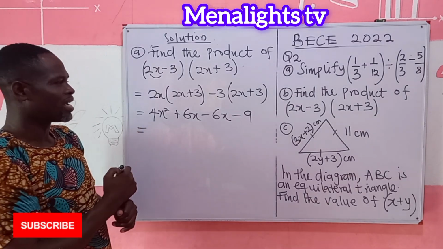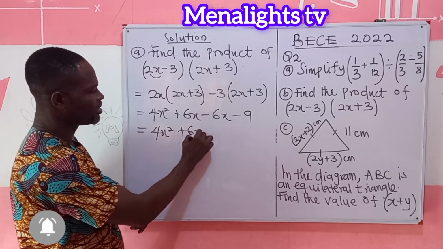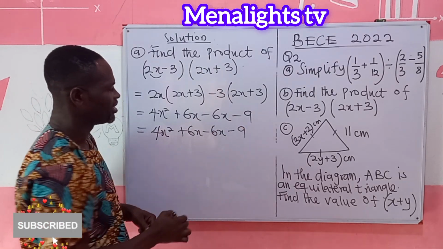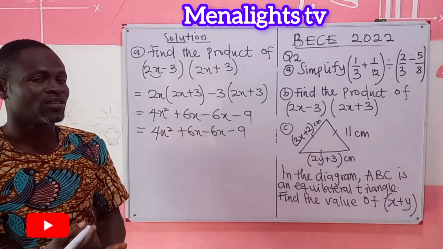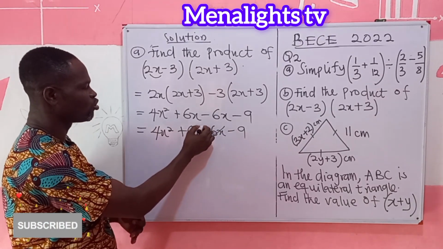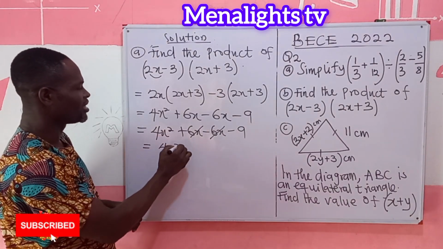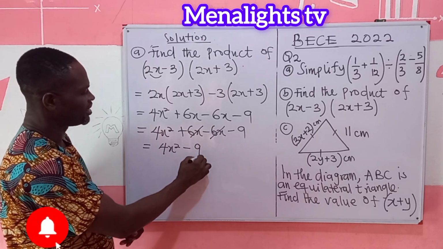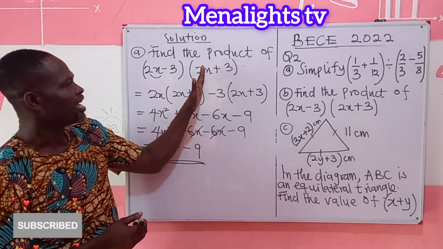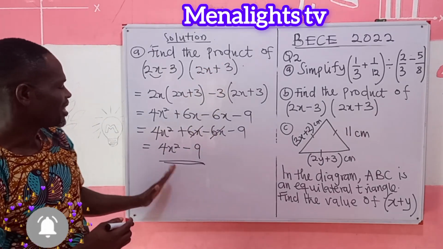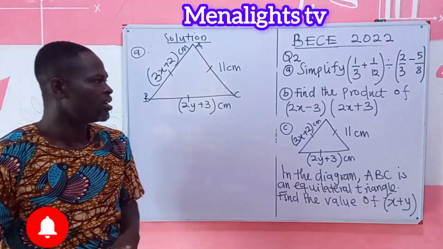So in that case, what we have is 4x squared plus 6x minus 6x minus 9. So here, 6x minus 6x will give us what? 0. So these two will cancel here. Then what we have left is 4x squared, then minus 9. So when you find the product of 2x minus 3 and then 2x plus 3, the result is what? 4x squared minus 9. Number 2c.